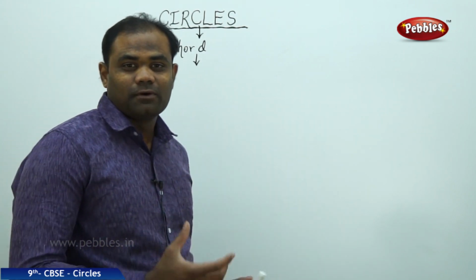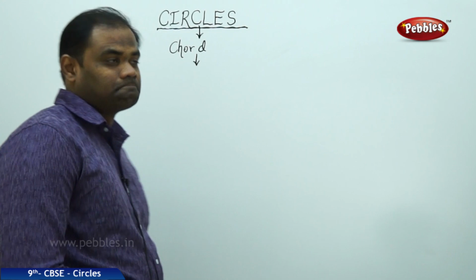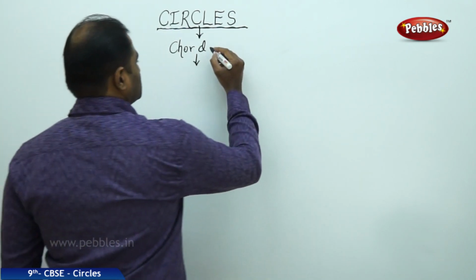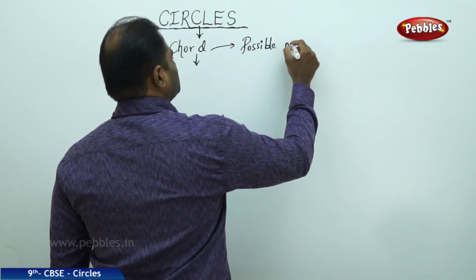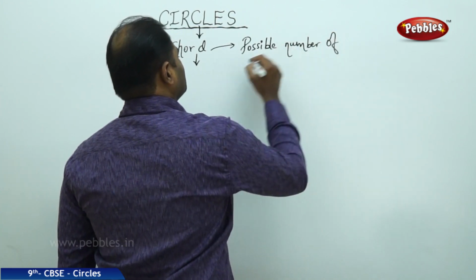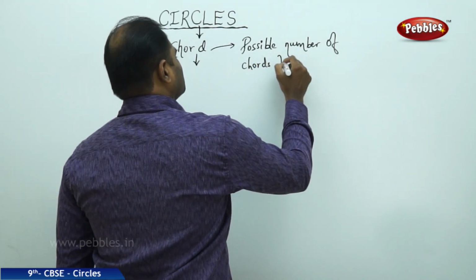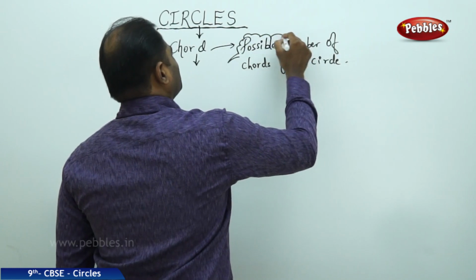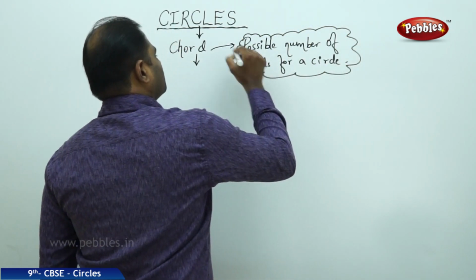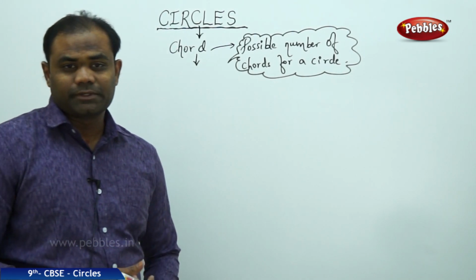Now that we have defined a chord, let's see in the session continued how many possible chords I can draw for a circle. The definition of the chord is followed by the number of chords investigated for a circle. So this session is about chords with the possible number of chords for a circle. Is what we're going to see in the session.